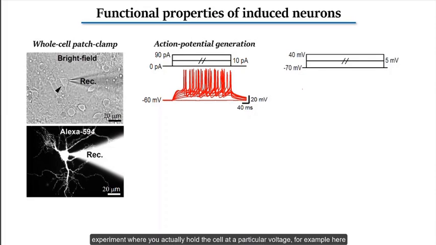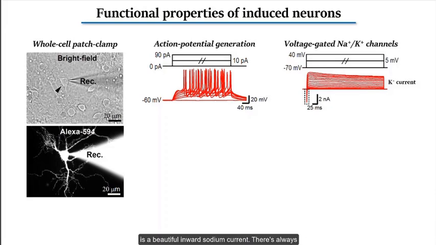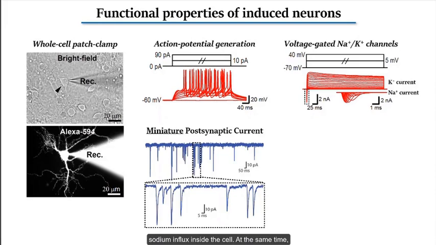And then at the same time, you can also do a voltage clamp experiment, where you hold the cell at a particular voltage. For example, here I'm holding the cell at minus 70 millivolts, and then stepping to different voltages for a brief period of time. And what you can see is a beautiful inward sodium current. There's a sodium influx, and you can see the outward potassium current. You can also magnify this little area, and you can see the beautiful inward sodium current inside the cell.